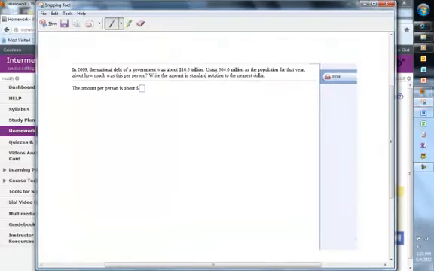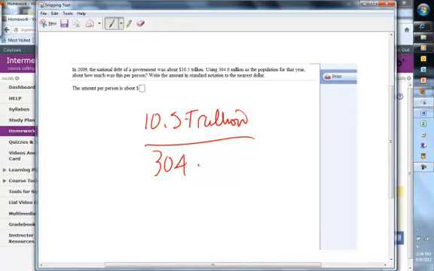It says the national debt was $10.5 trillion in 2009. So we've got $10.5 trillion, and we've got 304 million people. It wants us to give the amount of money per person. So what we need to do is translate this: trillion is times 10 to the 12th, and million is times 10 to the 6th.